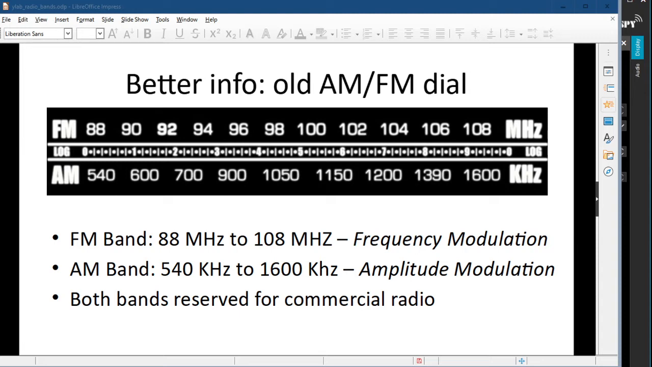Amateur radio operators have separate frequency bands allocated for amateur radio use, and their radios are designed to both receive and transmit on these frequencies. Now, let's take a look at what's happening inside a frequency band. In this case, we'll go to the FM frequency band.